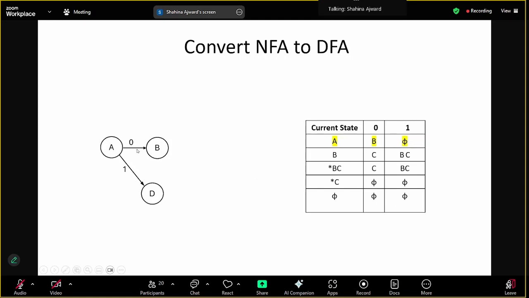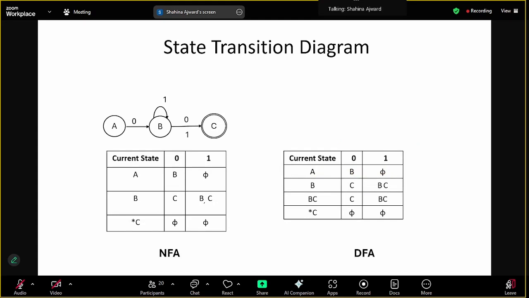Let's see how we can draw this, right? We start from A, our start state. Even though you can see here BC, this is not multiple states. This is one particular state, right? Here you can see I have put a comma, B comma C, but here it is BC. That means it is one single state. Here it means either B or C. So that's the difference.